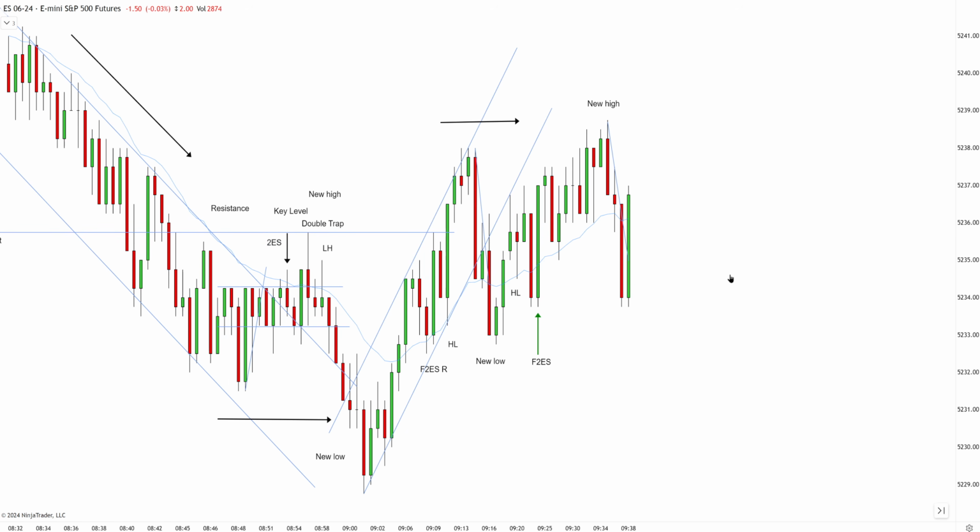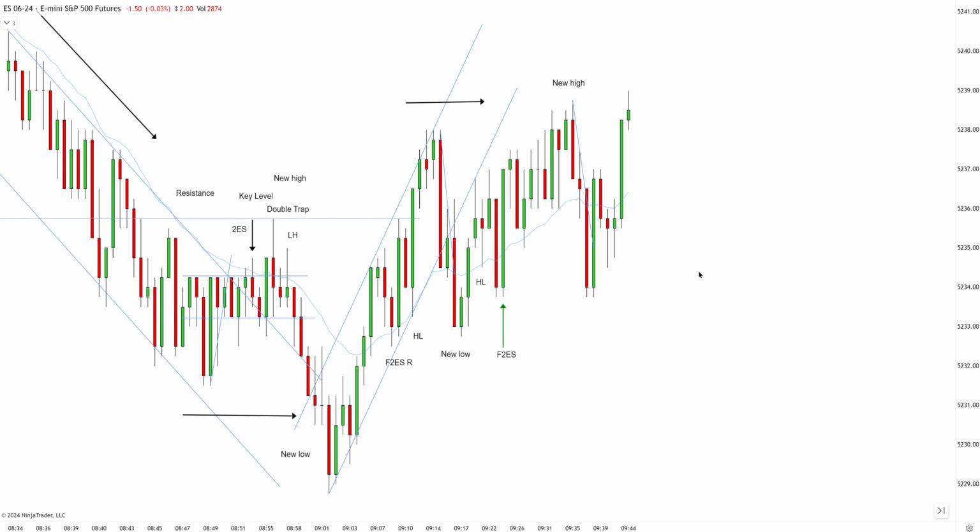Okay, market is correcting. We're going back up. Now, I can see that we have some consolidation like this. I'm going to copy it. Actually, I'm going to use this key level right here, because the EMA is flattening, all the trends played out.